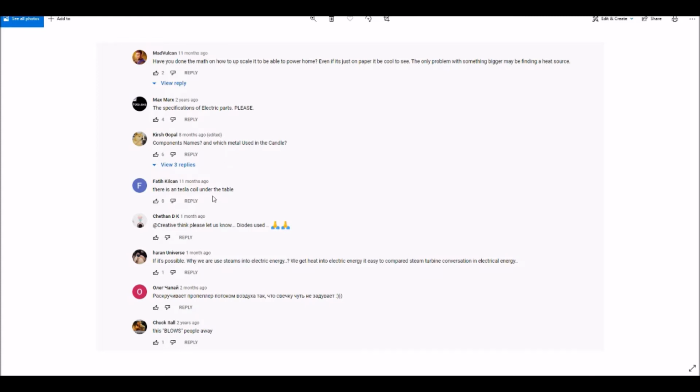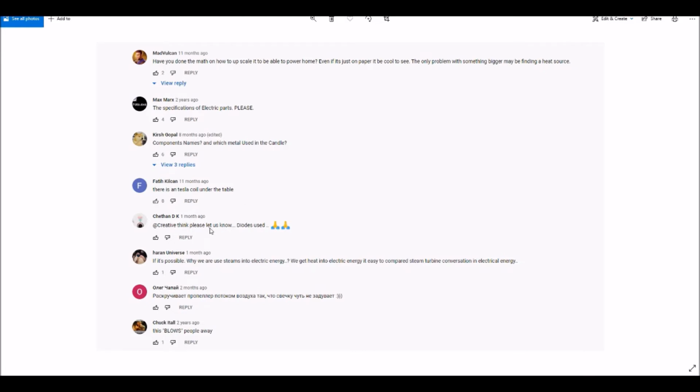There is a Tesla coil under the table. This guy thought he was the smartest one. There is a Tesla coil under the table. No, there is no Tesla coil under the table. Even if there was a Tesla coil under the table, a Tesla coil does not make a motor spin. I can tell you that.